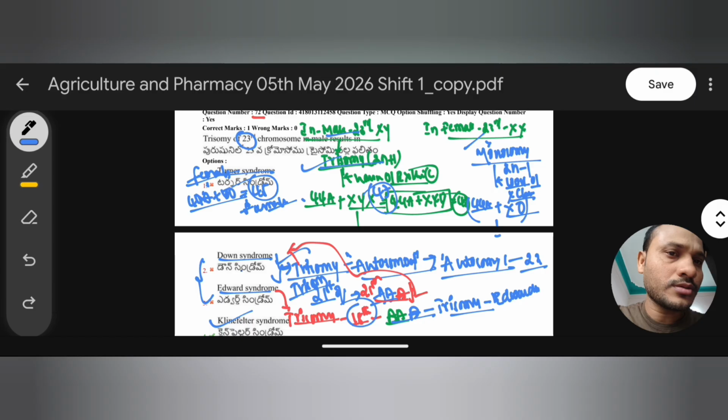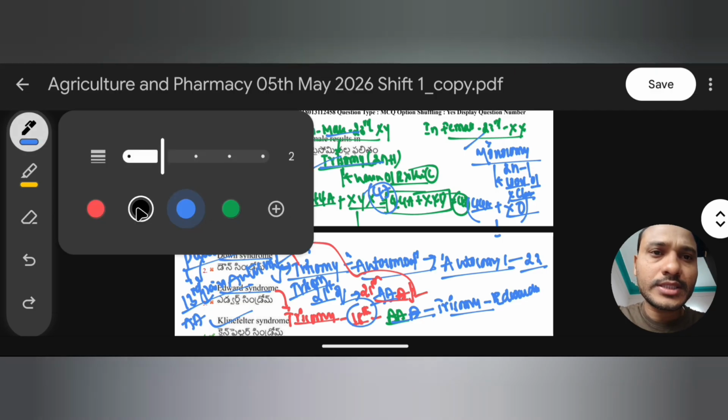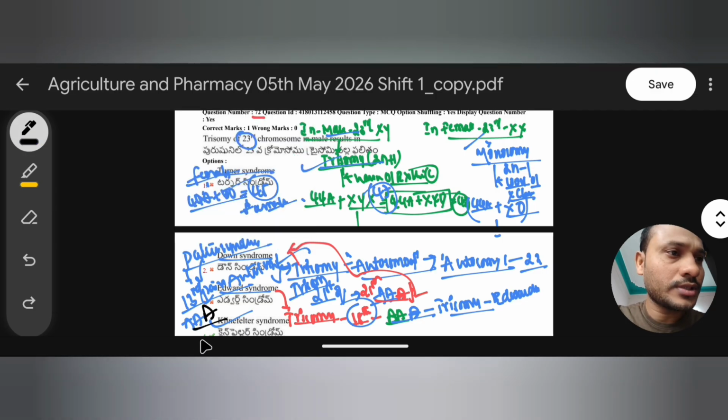And there is one more syndrome which is not mentioned in this question, that is Patau syndrome. It is also an autosomal trisomal disorder, occurring at the 13th pair of chromosomes, the 13th autosomal chromosome. Generally the 13th autosomal chromosome has only a pair, but here one extra is added like this, so we have three sets at the 13th chromosome. This is also a trisomy, and this condition is called Patau syndrome.